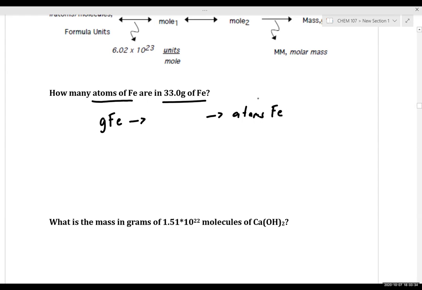And where do we get the atoms from? How do we calculate atoms? What is our intermediate unit? What unit allows us to calculate atoms?